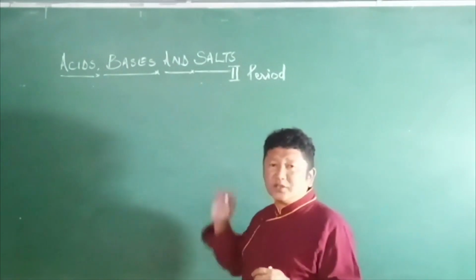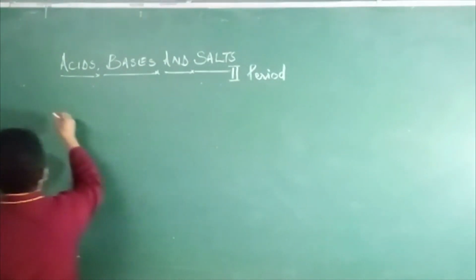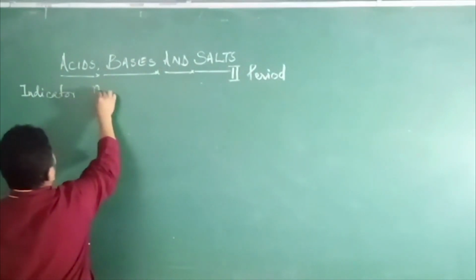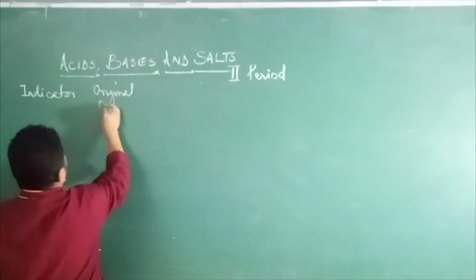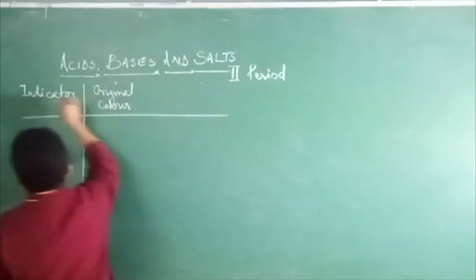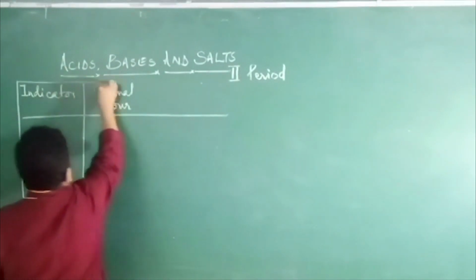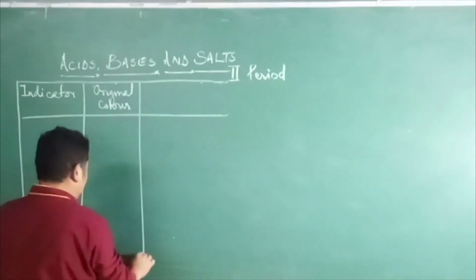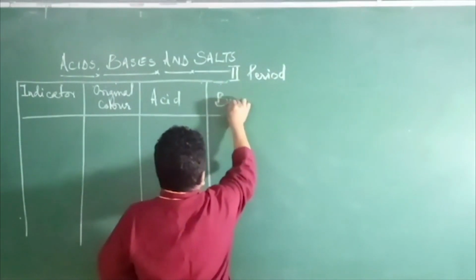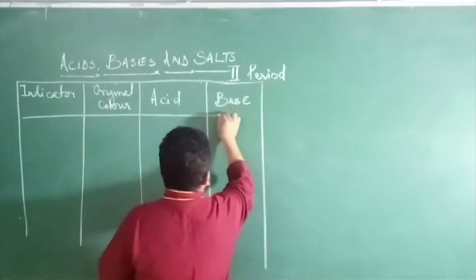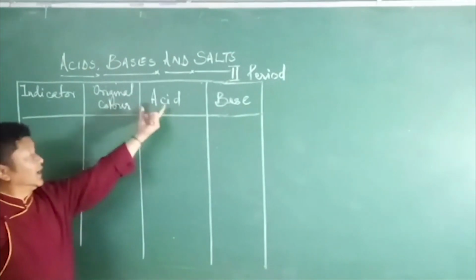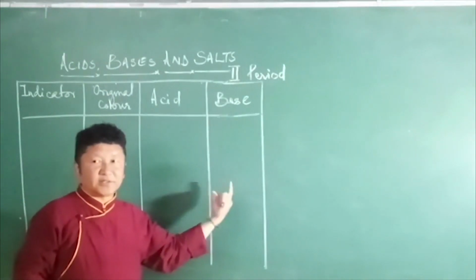We identify with this table. Okay, let's write down indicators here, and then its original color, and then the change with acid and the change with base.